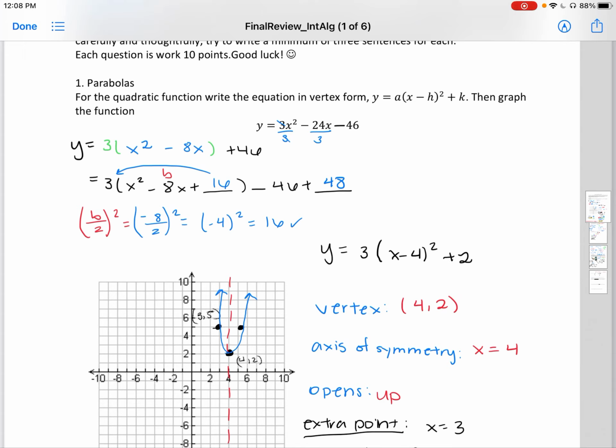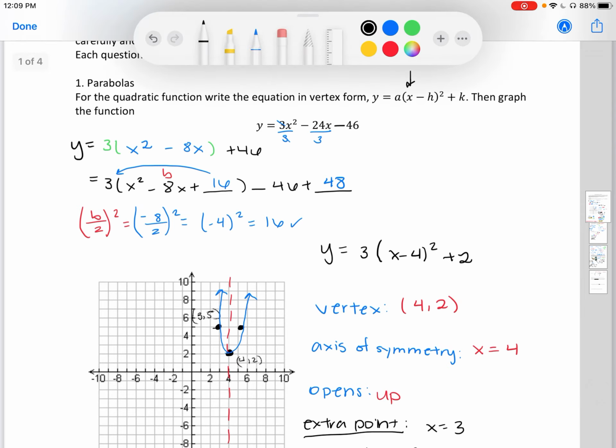For the quadratic function, write the equation in vertex form, y equals a times x minus h squared plus k. Then graph the function. So we see that we have the equation y equals 3x squared minus 24x minus 46. The problem here is that we need to get that x by itself. So we need to factor that number, the initial term on the x squared. All right, so we factor out a 3 to all the numbers that have an x, so that we get 3 times x squared minus 8x plus 46.